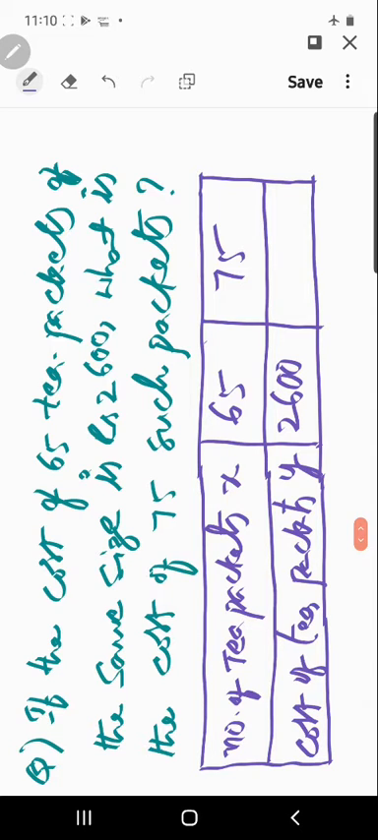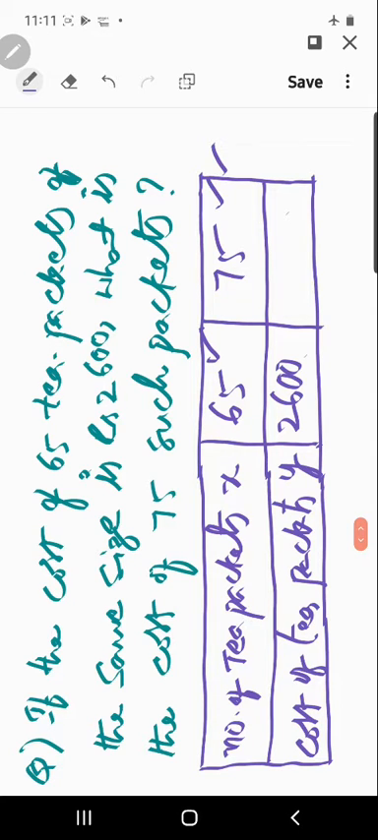Now the second thing, after writing this table: these two quantities are in which proportion, either direct proportion or inverse proportion? For that, you see in the first two ratios, here 65 packets are there and here 75 packets. That means the first quantity, number of packets, is increasing here. And what about the cost of tea packets? Here 2600 is there. Here how much? That we have to assume. Here the number of tea packets is increasing, then automatically the price also increases here.